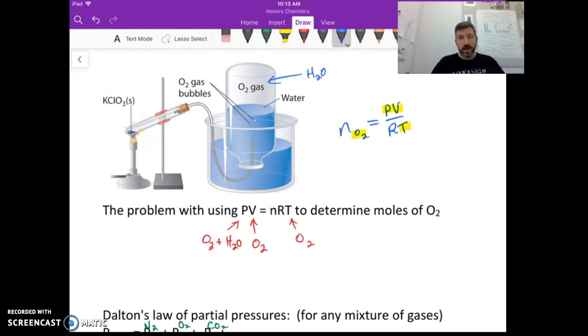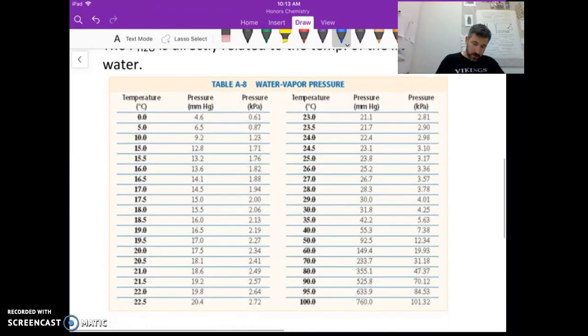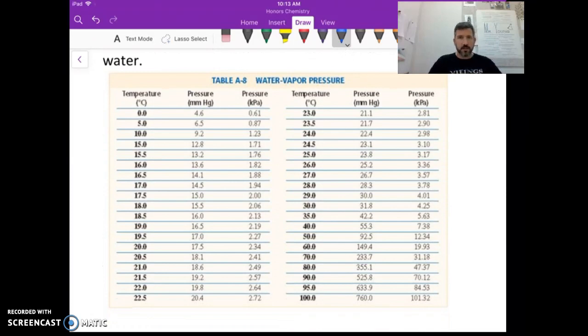So how do we know how much to subtract? Well, it depends on temperature, because the warmer the water is, the more evaporation you'll have, and the higher the pressure due to water vapor is going to be. So you're given a table, and this was actually on the backside of the Ideal Gas Law worksheet, so you have a copy of this. This is called water vapor pressure, or partial pressure, sometimes we call it, due to water vapor. And at a given temperature, the pressure due to water vapor will vary.